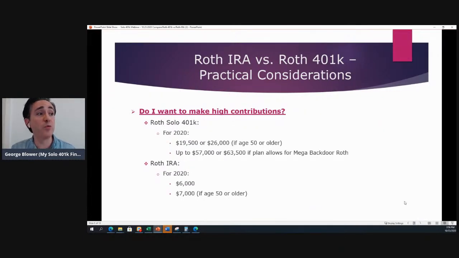Do I want to make high contributions? As we talked about before, with the Roth solo 401k contribution limits are much higher. And as we've been going through these great questions from everyone that's taken the time to watch, we appreciate the questions. With the Mega Backdoor Roth, you can really maximize the money going into your Roth solo 401k account each year. Whereas with the Roth IRA, it's going to be a much lower amount.